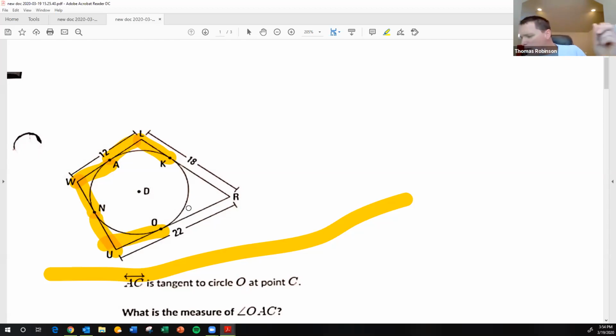I wonder, do we know? Let me double check this. Do we know what WU is going to be? I'm not sure that we do. I might have to skip this one. I'm not sure if we have enough information. What do you think? 22.